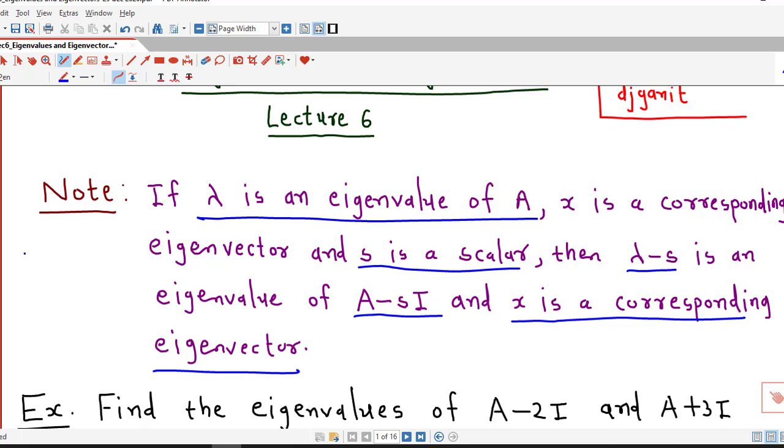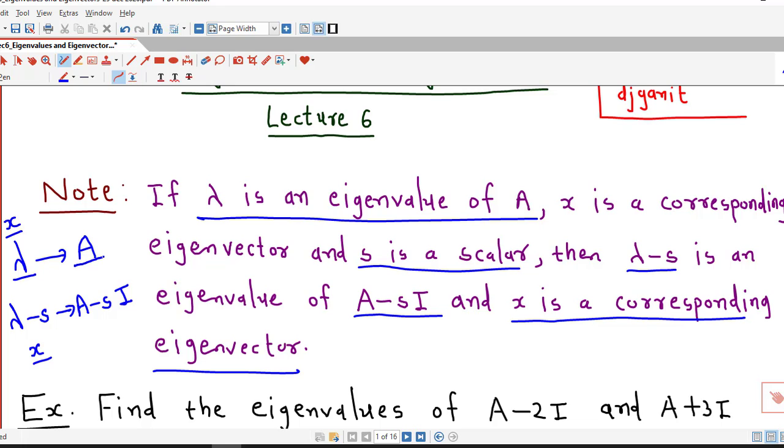So this remark says that if lambda is an eigenvalue of matrix capital A, then lambda minus s is an eigenvalue of matrix A minus s into I, and eigenvectors corresponding to eigenvalue lambda and lambda minus s are the same. Eigenvectors do not change, only there is a change in the eigenvalues. So we will remember this result.